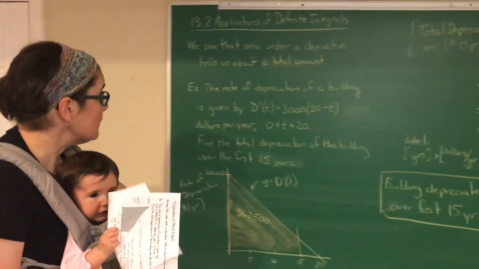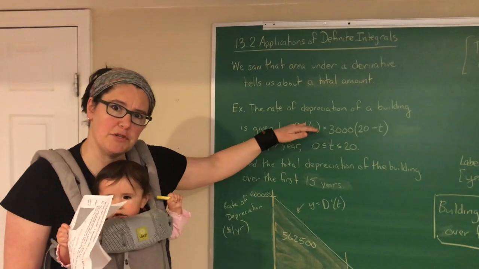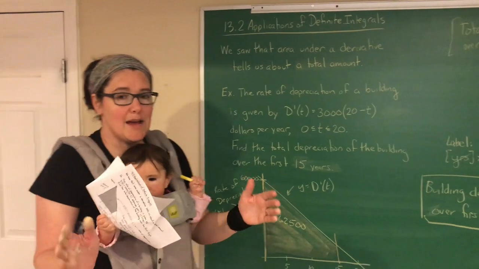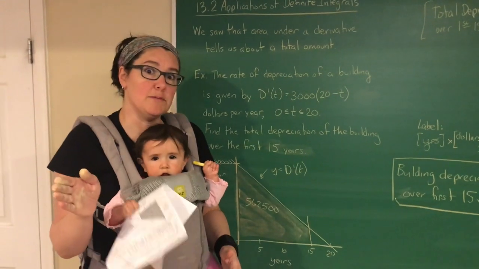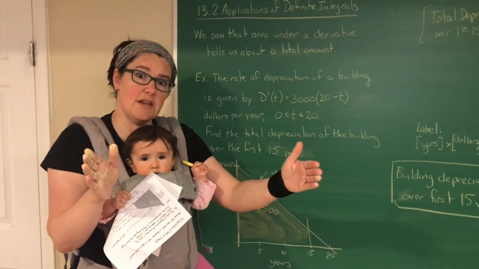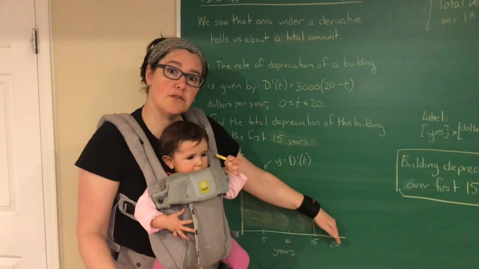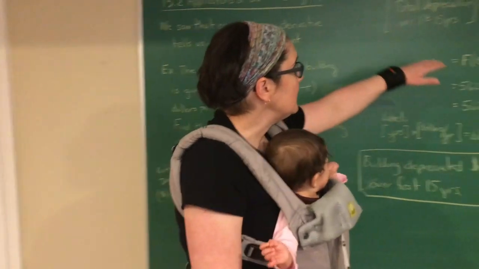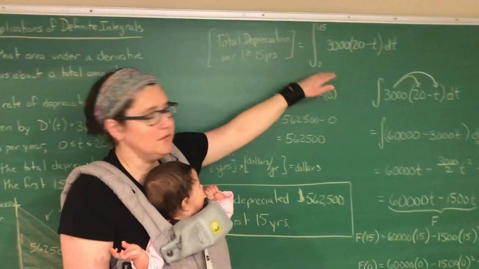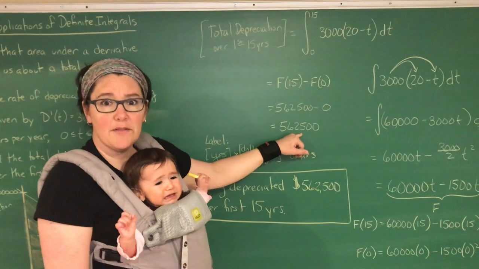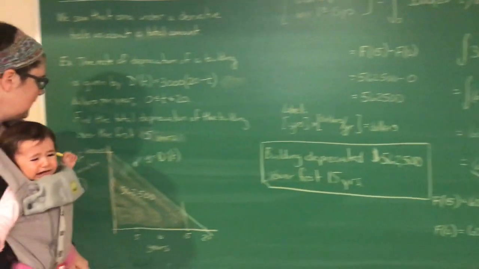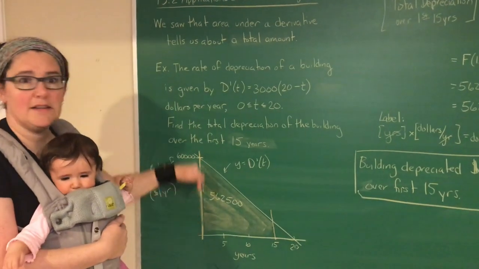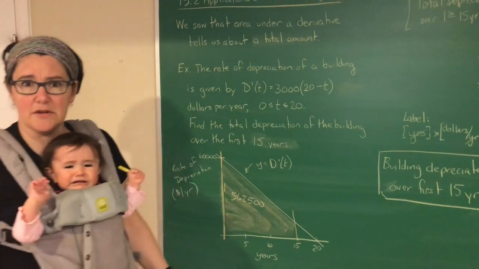Okay, so we were given the derivative, we were given a rate of depreciation. We found the area under that function, and the time interval we cared about was time 0 when the building was built up to 15 years later. So we found the area under the derivative between 0 and 15. We calculated that by evaluating a definite integral, and the answer we came up with, we could label by taking the base label times the height label, years times dollars per year, gives us dollars.